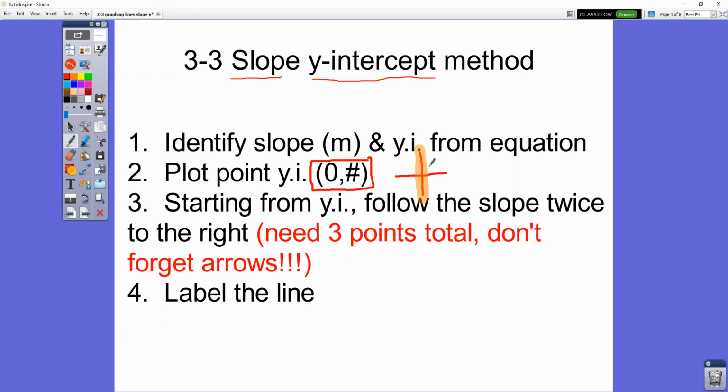And then starting from there, for example, if we were starting right here, then you're going to follow your slope twice to the right. Very important that you're going to the right. You need 3 points total, just like we were graphing 3 points with the chart method. Don't forget to put your arrows on the ends of your lines. If you don't put the arrows on the ends of your lines, you will lose credit when it comes to the quiz. So make sure that you're putting arrows on the ends of your lines, and then you should always label your line. That's a good habit to have.